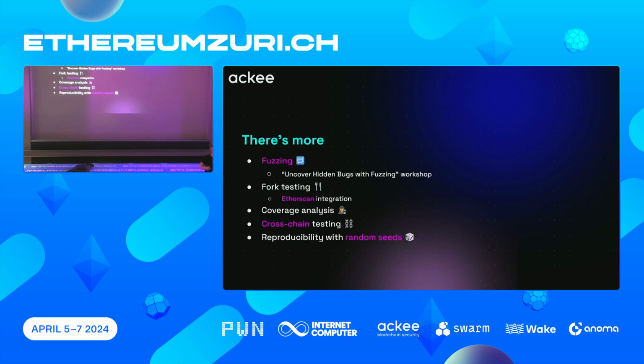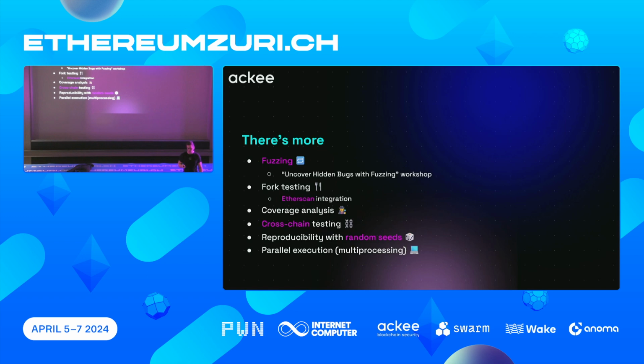There's also the possibility of reproducing the test using random seeds. This is especially useful in fuzzing when we need to generate random data, and we need to reproduce that issue that we've discovered again and again. And this is possible thanks to random seeds, so anyone can just use the same random seed and observe the same behavior in testing.